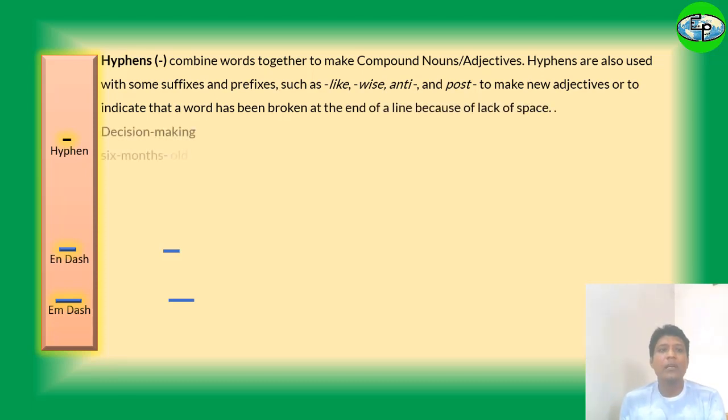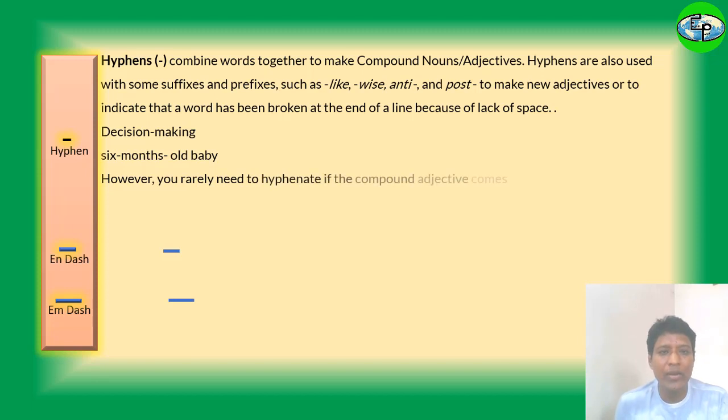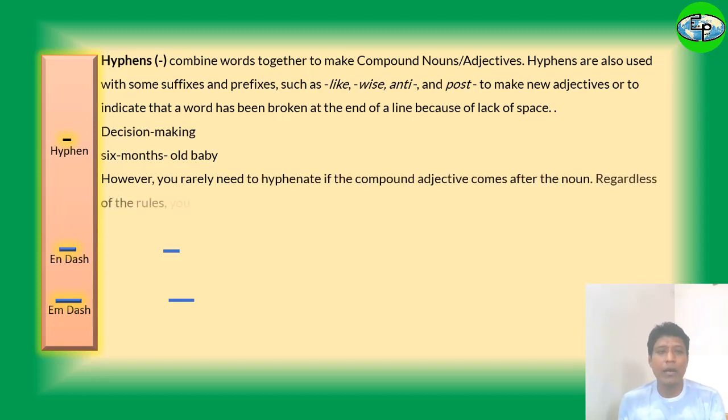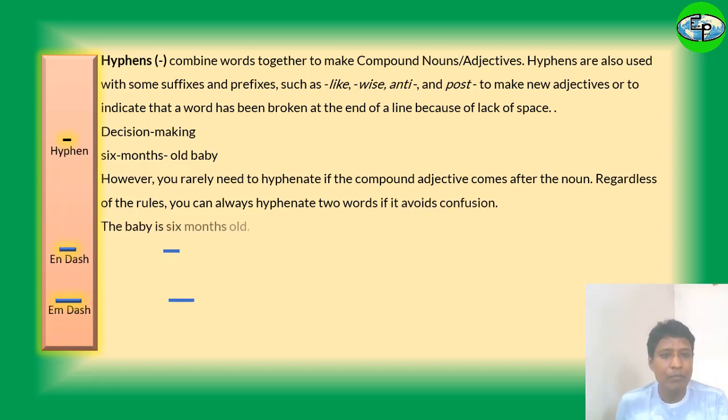For example, decision-making, 6-month-old baby. However, you really need to hyphenate if the compound adjective comes after the noun. Regardless of the rules, you can always hyphenate two words if it avoids confusion. The baby is 6 months old.